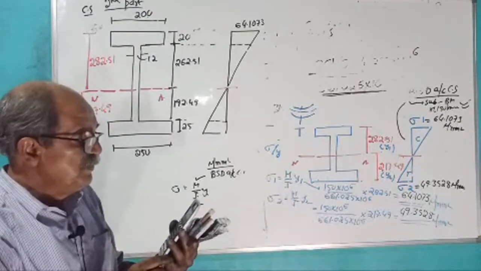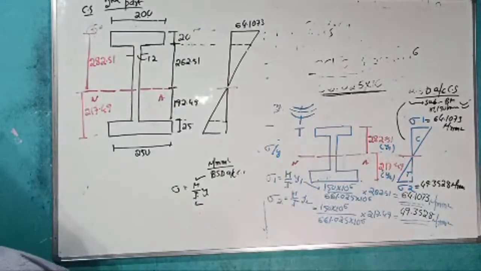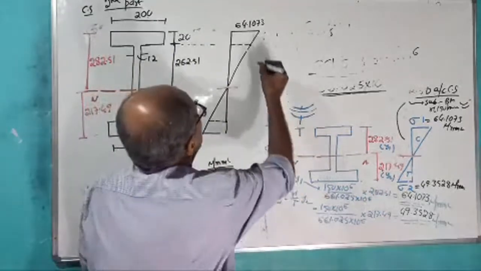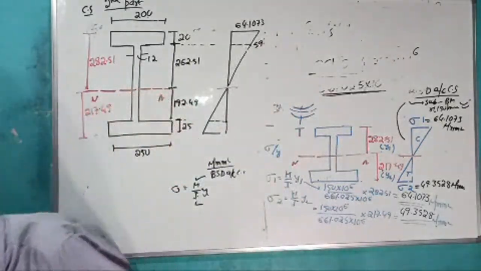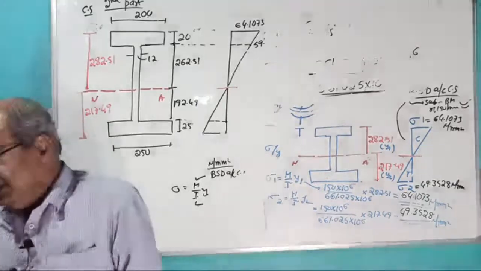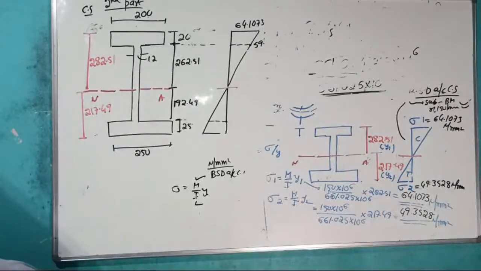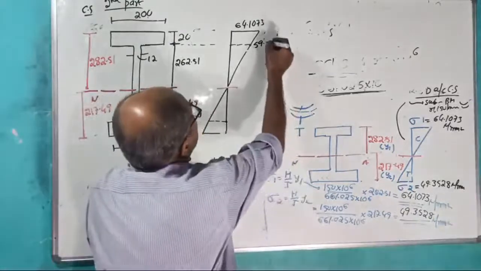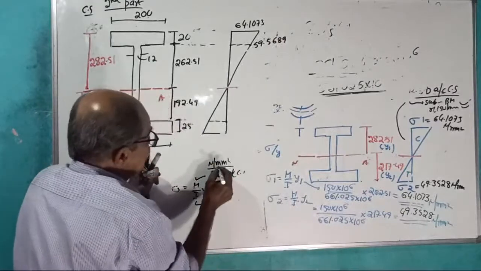Is it 59.5689? You are not giving any answer. It is 59.5689. I want correct accuracy. All are in Newton per mm square.